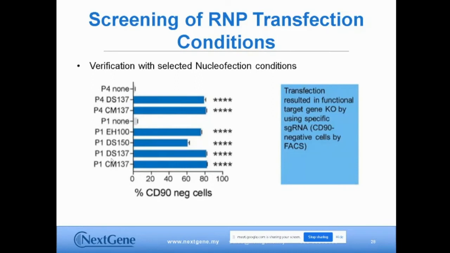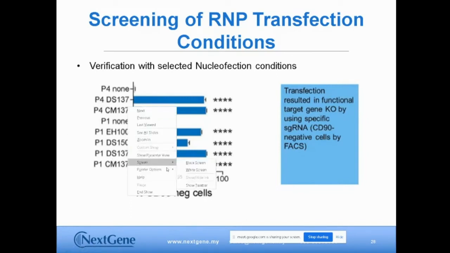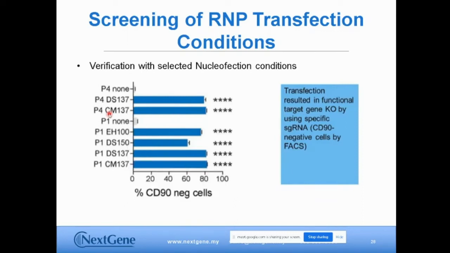For your information, nucleofection offers different transfection programs. For different cell types, we offer different optimized protocols. You can see that there are different codes here. Again, I need to have my pointer back. The EH100, DS150, and all that are the different programs.